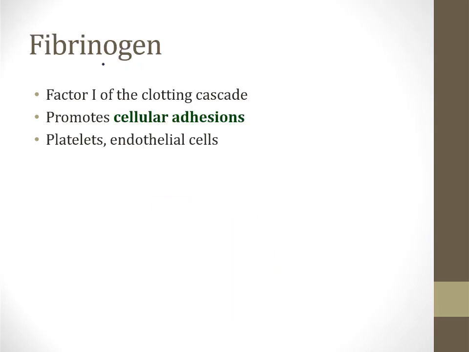And our last acute phase reactant is fibrinogen. This is factor 1 of the clotting cascade. It promotes adhesions between cells, especially platelets and endothelial cells, and this is helpful in the setting of inflammation, and that's why its level rises in inflammation and why it's an acute phase reactant.